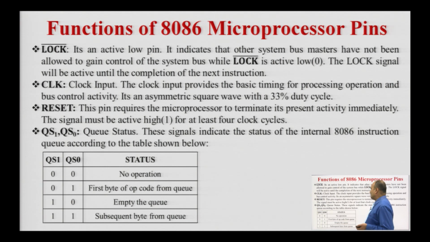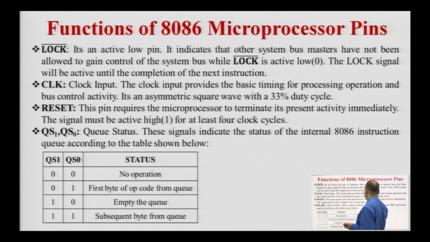Next is the clock input pin. The processor will perform the execution of each and every operation on the basis of this clock input. The clock input frequency is 5 megahertz, 8 megahertz and 10 megahertz for the different versions of 8086 microprocessor. So, on the basis of clock input frequency, the processor will perform the required operation.